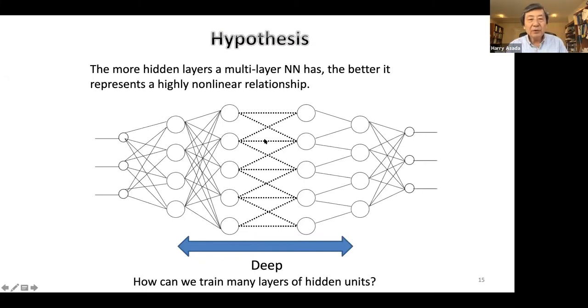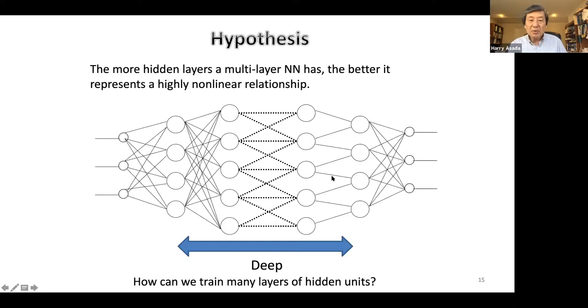So this is still a hypothesis. It is a debatable hypothesis. The more hidden layers a multilayer neural net has, the better it represents a highly nonlinear relationship. But we did look at the exclusive OR problem to begin with, right? That is to create the internal representation of the inputs, and that is to create yet another internal state that allows the final layer to make the right decisions. So, yeah, it's actually a good thing to have more hidden layers, hidden units.